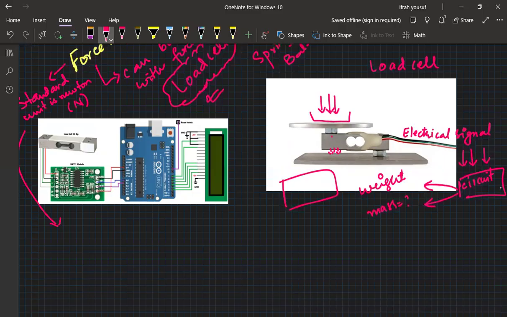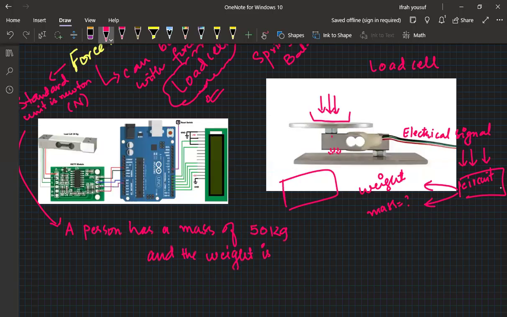So let's say a person has a mass of 50 kilogram, right? Okay? And the weight is around 500 Newton. Okay. Yes.